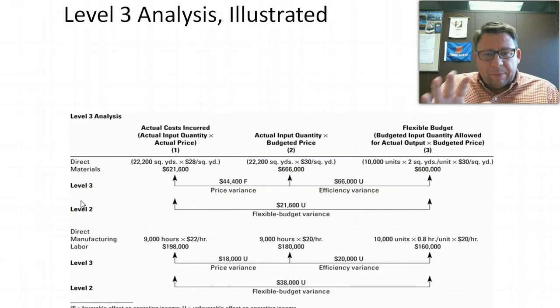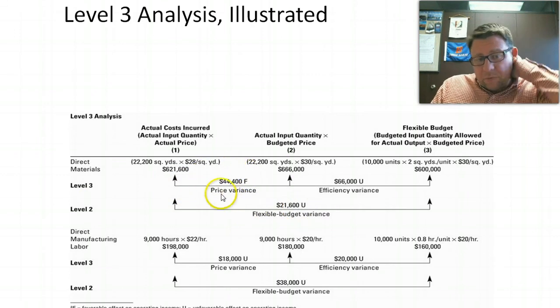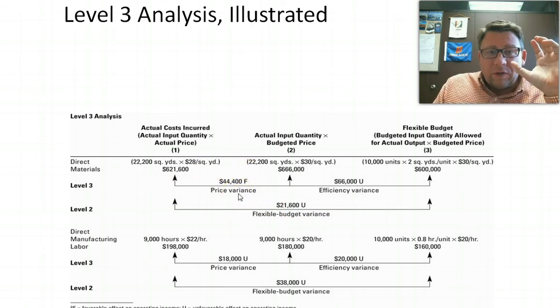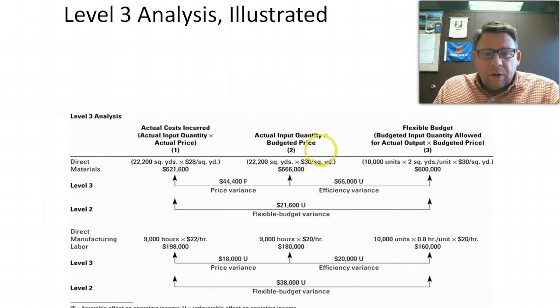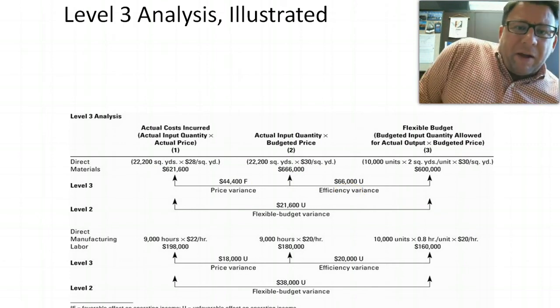And then this is maybe a neater way to look at it, but I wanted to show you that same thing. So the 21,600 unfavorable, 44.4 was a favorable price variance. The material cost us less than we thought, but we used more of it than we intended. And so, I want you to think about that for a second.